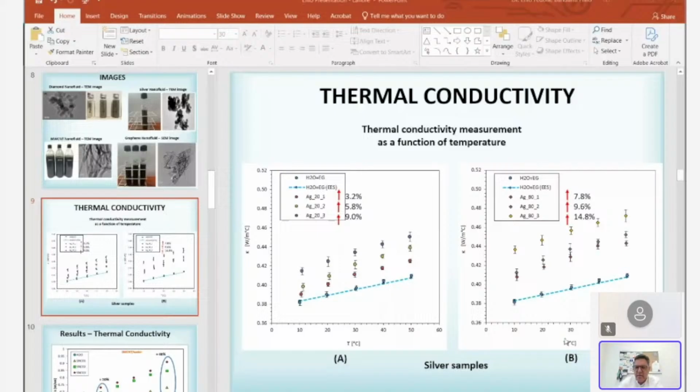So the results that we get here for the coefficient are very important. And by the way, we use a very ultra-low concentration, that means 0.005%. That's very interesting because you don't add much cost for the industry, but you still have a heat transfer improvement.